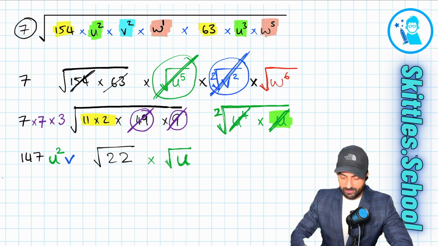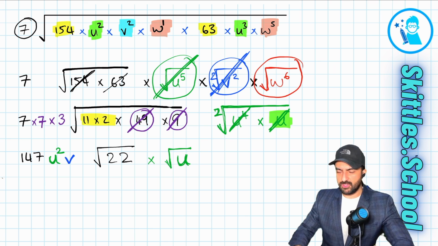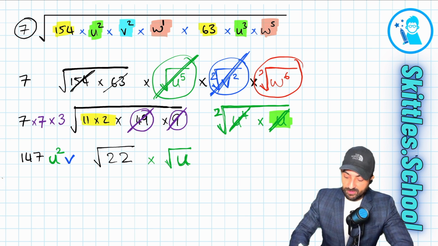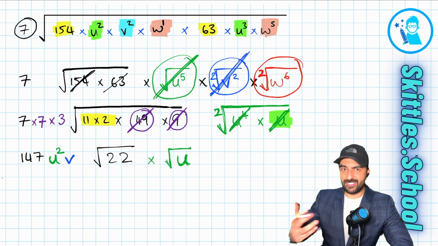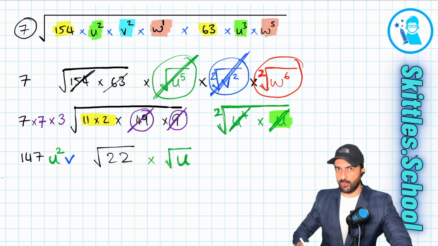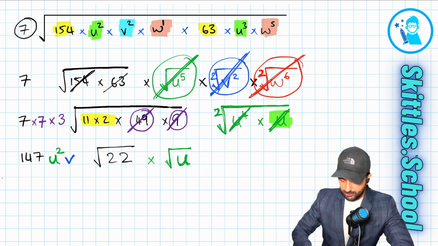Okay, let's move on to the letter w. W to the 6 square rooted. And again, it's second root. Square root is the second root. And 6 divided by that 2 is 3. So we can rewrite all of that as w to the power of 3.